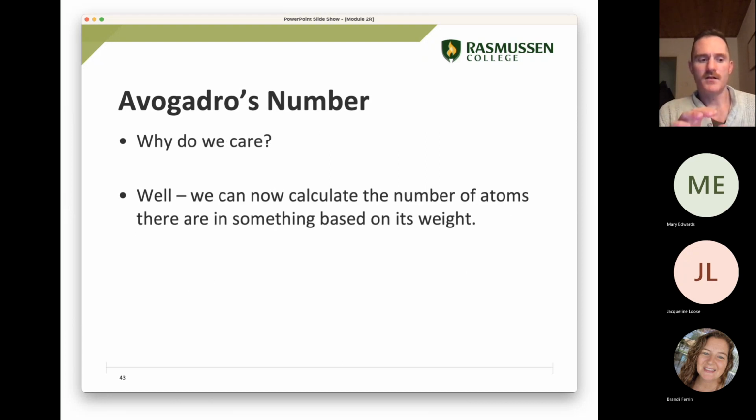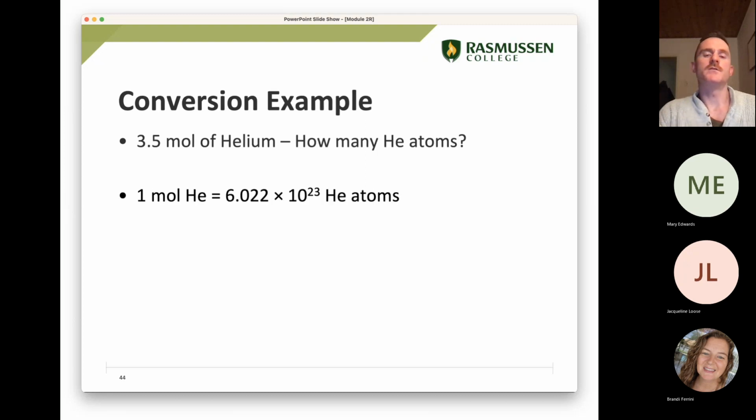It's cool because all of a sudden, let's say that I need a certain number of atoms or molecules of something, I can convert that into the weight of that thing. And the weight of that thing is something I can measure. So let's do some examples.